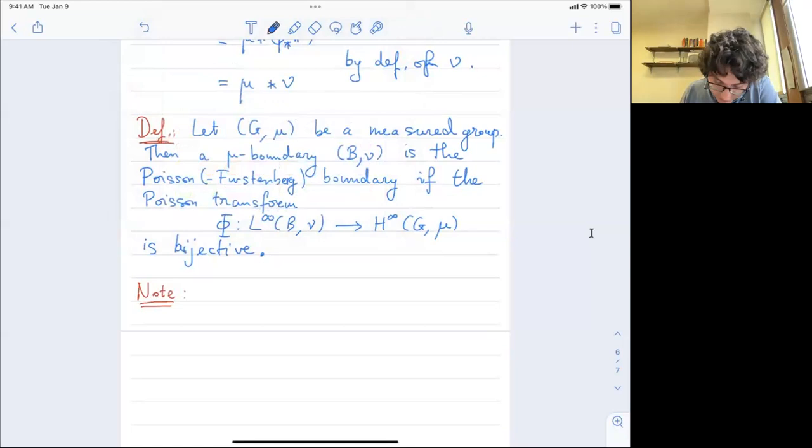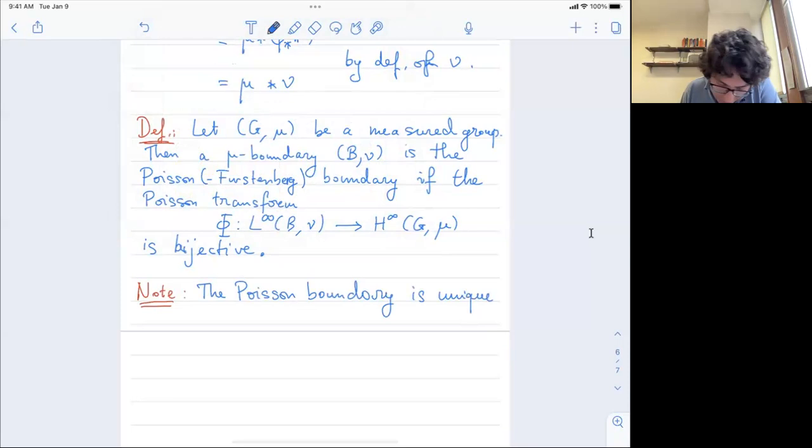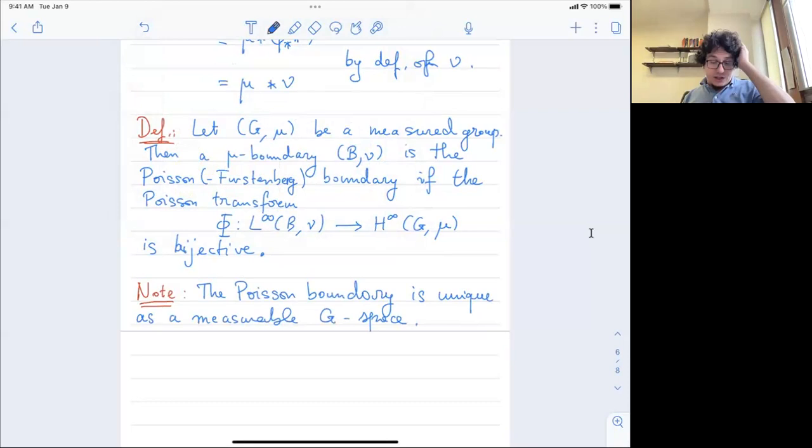So we say that the Poisson boundary is unique as a measurable G-space. So basically, it means that two such spaces must have a measurable function between them that carries the measure from one to the other, and also that it's equivariant with respect to the G action.